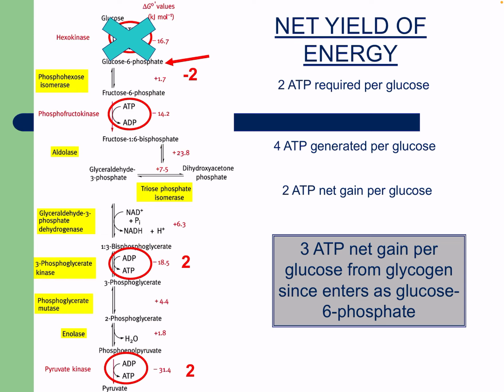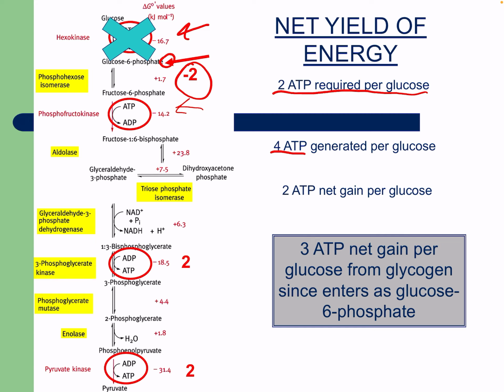Now the net energy yield in glycolysis and cellular respiration. First, we need 2 ATP required per glucose. So we need 1 in here and 1 in here. Remember, we talked about glycogen. If glycogen is used instead of glucose, it enters here. So we use 1 less ATP.